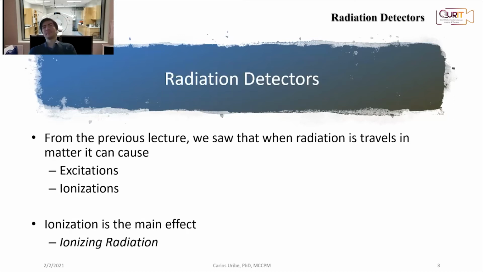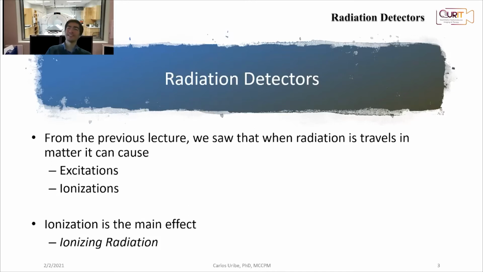In the previous lecture, we saw that when radiation is traveling in matter, it can cause excitations. Either the molecules or the atoms, if it's just from one element, move to an excited state, and then we can have some emissions coming out of those excitations when those molecules or atoms come down to the ground state again. Or we also have ionizations, which is when these particles remove electrons from the atoms.